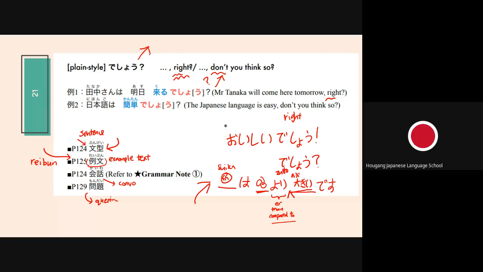Okay, very good. Let me go to the next sentence. Pamela, can you try the Tanaka-san part?